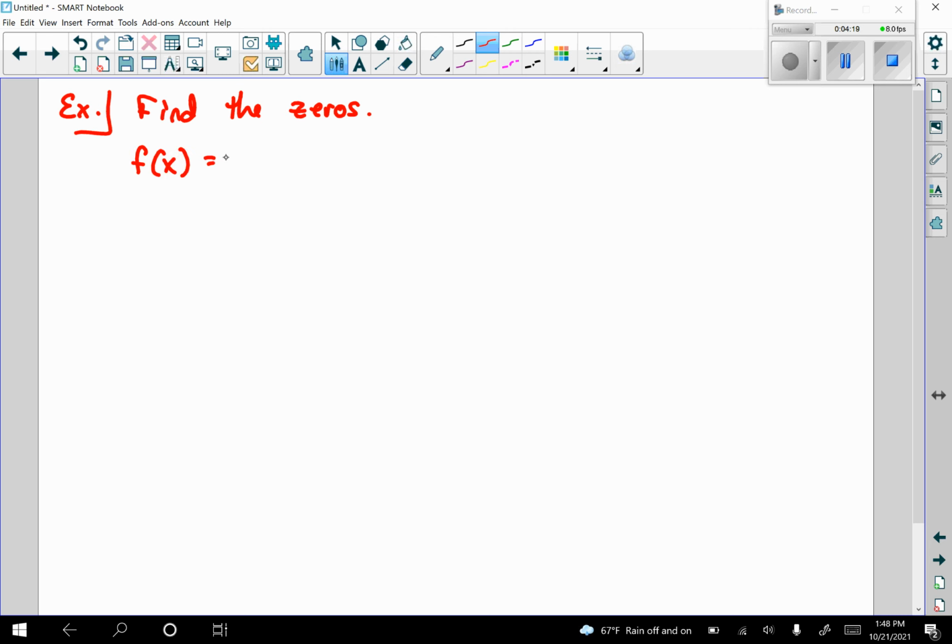So our function here, f of x, is x cubed minus 4x squared plus 3x plus 2. So first we want to find the possible zeros. Again, we call them rational because they're all going to be rational numbers. Rational numbers just mean if we see a number in decimal form, it's either going to end or repeat.